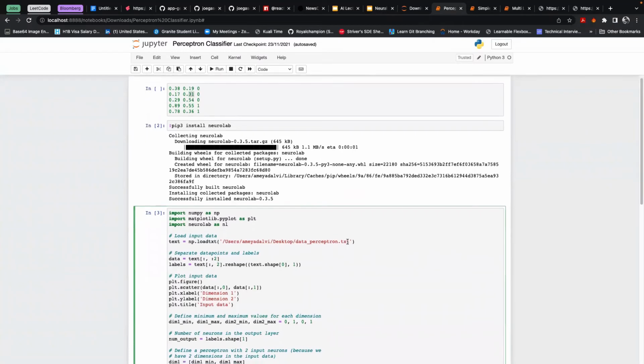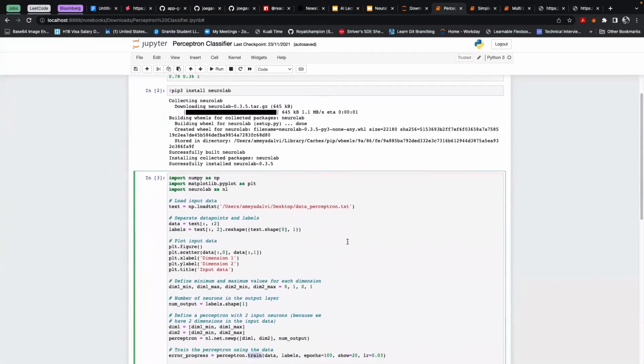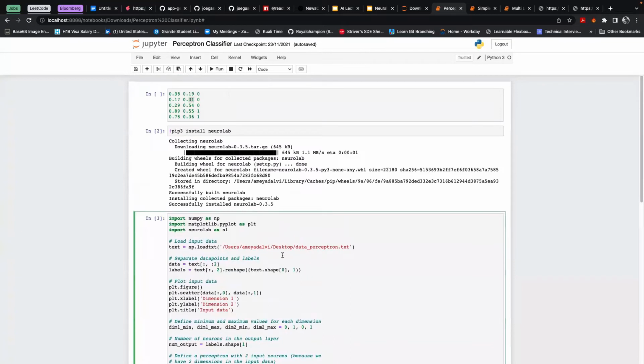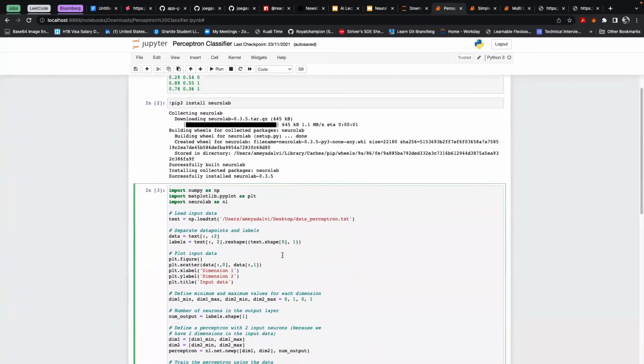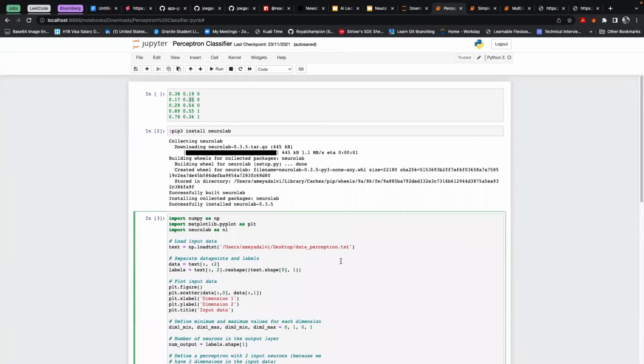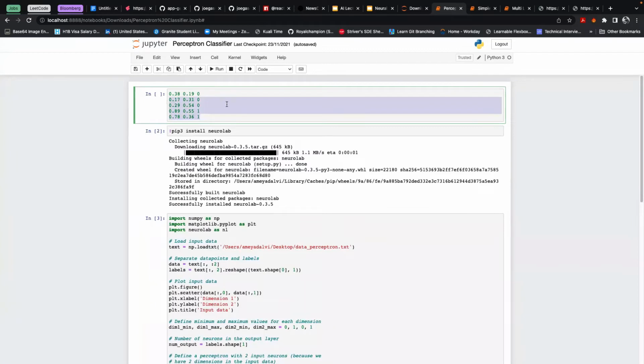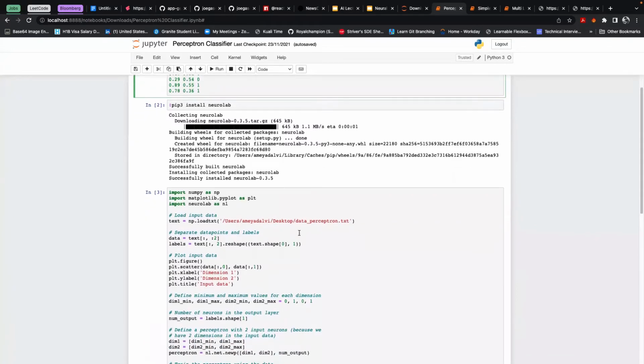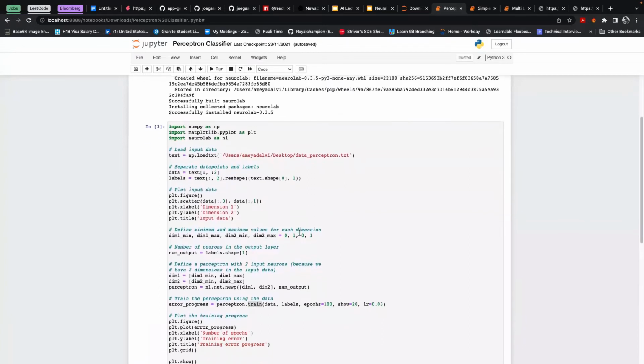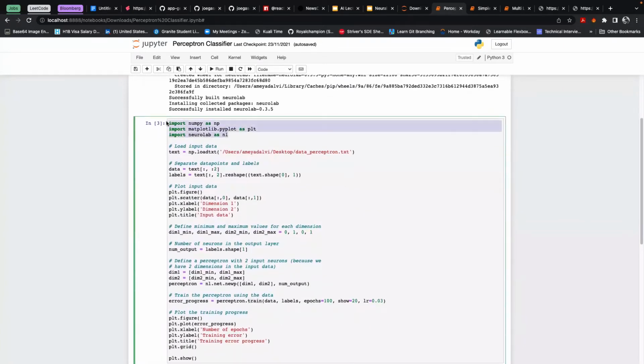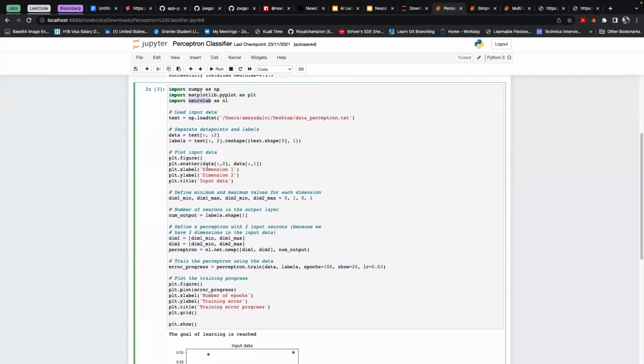So for the perceptron classifier, we have created this IPYNB file. First, we load the input data from the text file, which is data_perceptron.txt. Each line contains space-separated numbers where the first two numbers are the features and the last number is the label. Now, you first import the required libraries, which are NumPy, Matplotlib, and NeuroLab. After that, we separate the text into data points and labels.